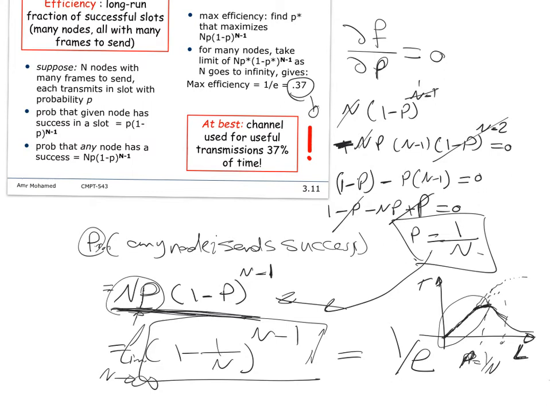Clear? Y-axis is efficiency, no? Y-axis is the throughput. Throughput is the successful transmission, the transmission that gets through.